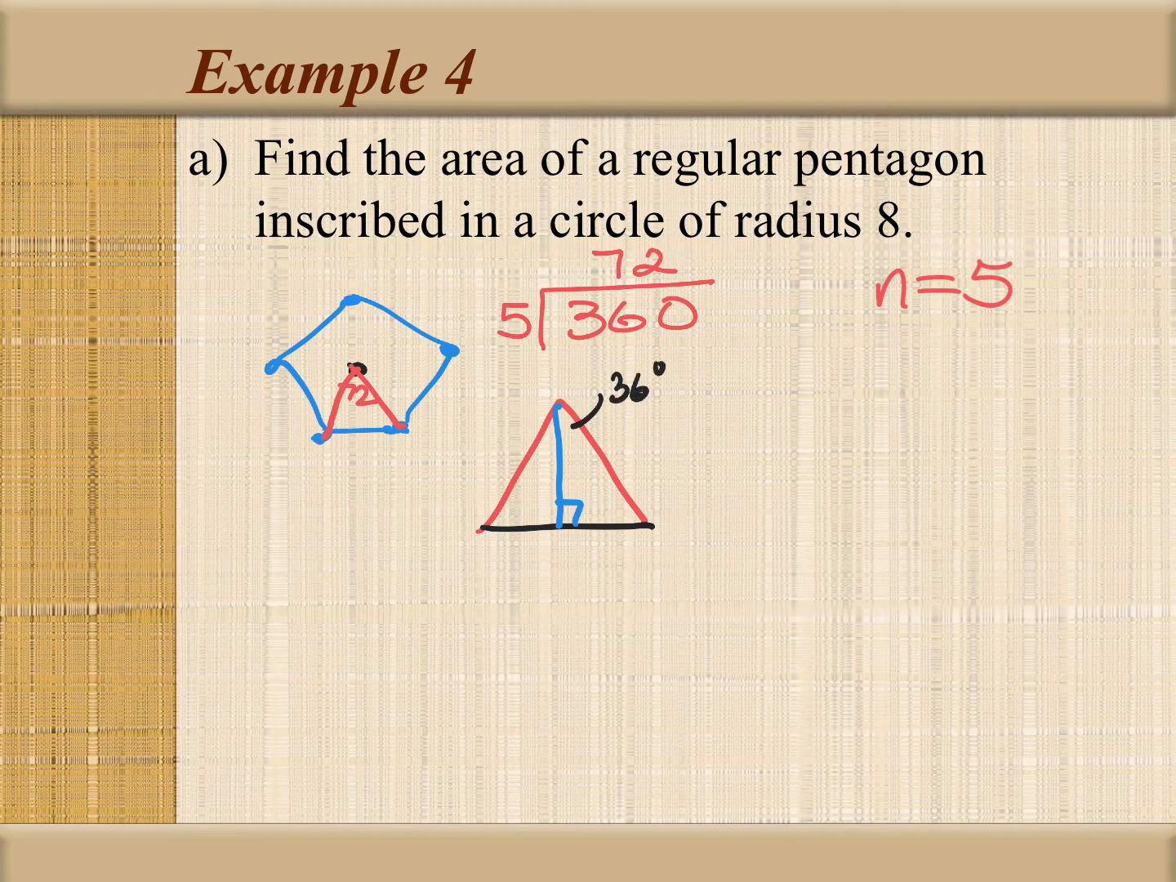It's not a special right triangle. So this is why I have to use the trig. I'm going to label what was given to me. It was given me the radius. So this radius has a measurement of 8. So what I'm going to do now is pull the triangle out.